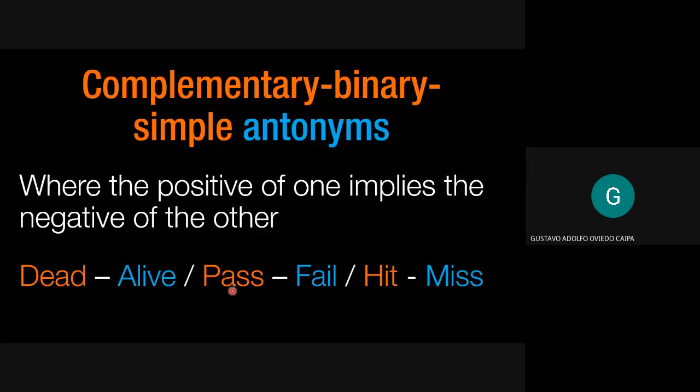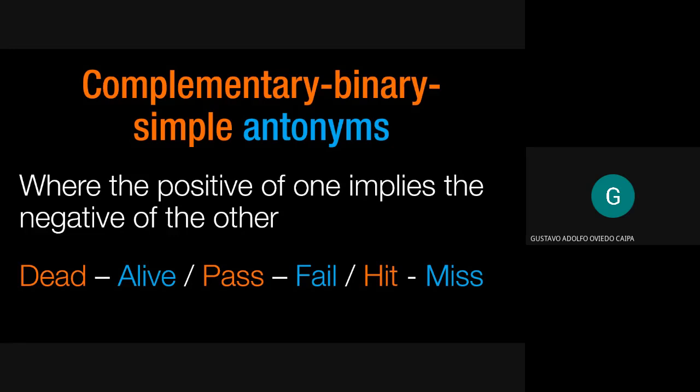Or pass and fail. Either you pass or you fail, but there is no middle. In an exam, if you pass with a 3, you pass. It's not like you half passed. Either you pass or you fail. And hit or miss. Again, if you're trying to hit someone, let's say with a stone or with your punches, either you hit or you miss. There is no middle ground. So that's one type of antonym, the simple ones.